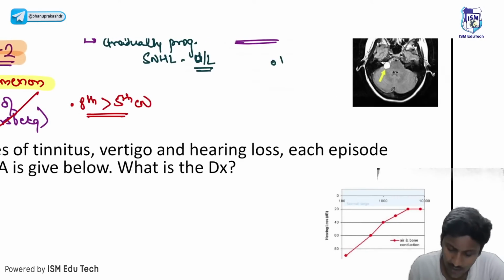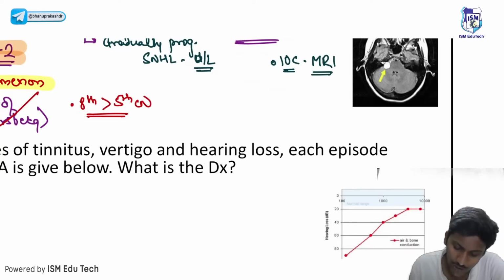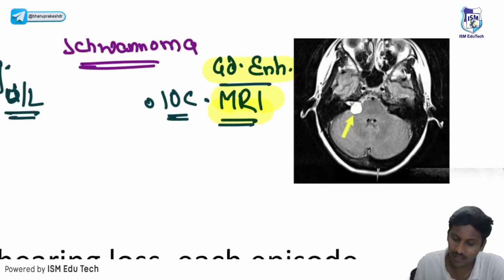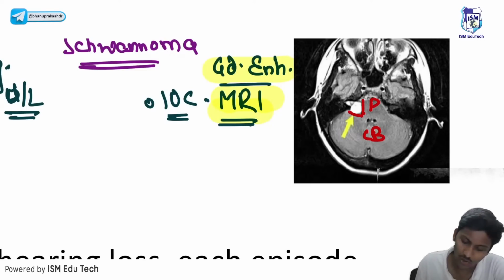As it is a nerve tumor, anything arising from the nerve or neural tissue, it should always be an MRI. But here you need to highlight the tumor. Therefore, it should be a gadolinium enhanced MRI. So the investigation of choice is a gadolinium enhanced MRI. On this MRI, you will be able to see this is the pons and this is the cerebellum. So at the cerebellopontine angle, this tumor will be seen.